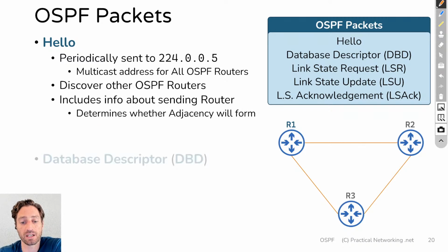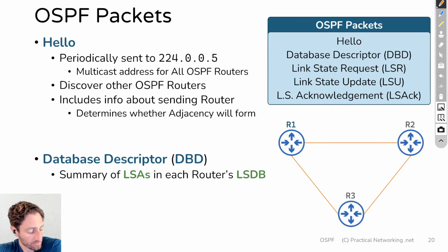So that's the main idea behind a hello packet, which brings us to a database descriptor packet, or a DBD. So the main purpose of a DBD is to send a summary of the LSAs in each router's link state database. Remember I told you that in a link state protocol, every router knows what every other router knows. So router 1 has a link state database full of a bunch of LSAs. But instead of initially sending the entire database to another router, it's going to send a summary of the database to the other router. It's going to do this in a DBD packet.